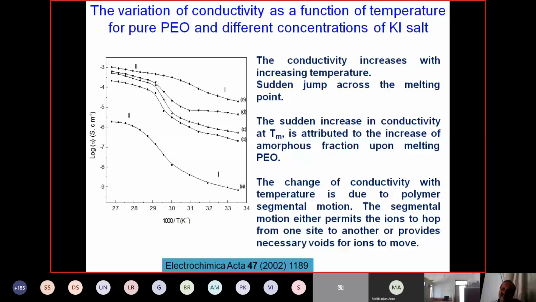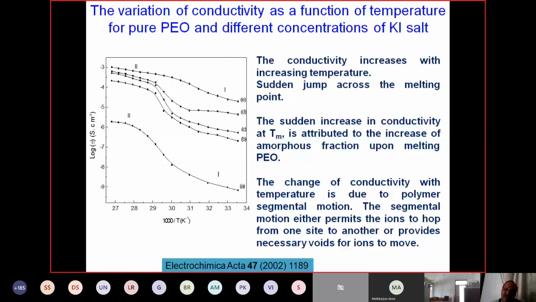This disturbs the total chain structure of the polymer, disrupting the structure and increasing the amorphous nature. So increasing the salt, the amorphous nature is increasing. Then that has an impact on ion transport. That means as we increase the salt content, disrupting the crystal nature, the conductivity is increasing. See here, because of the salt content, the conductivity is increasing.